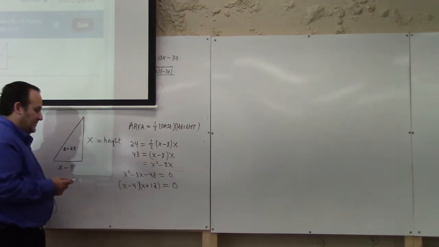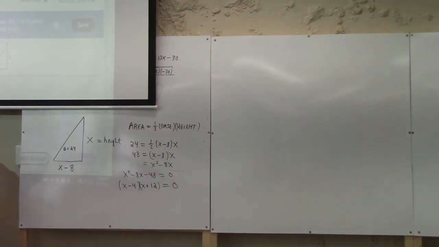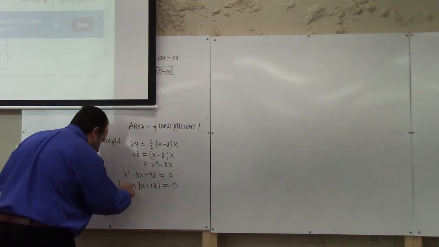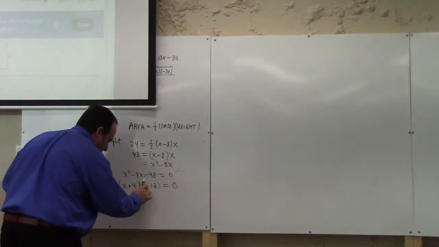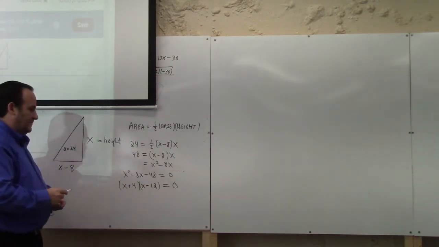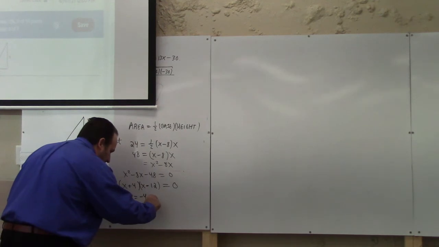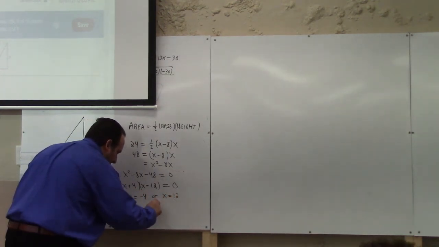Did that do nicely? Check your answer. We get minus 4 plus 12. Oh, that's not good at all. That gives us some positiveness. So we do what? Positive 4 and negative 12. That's the way to go. And that tells me what? X is equal to minus 4 or x equals 12.